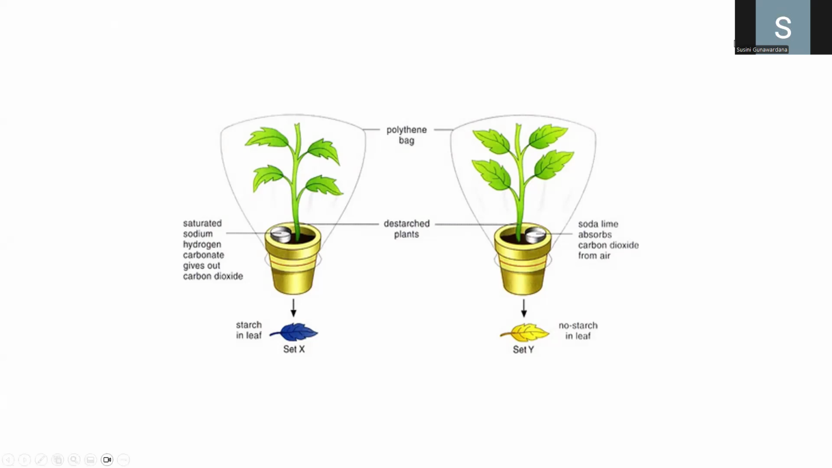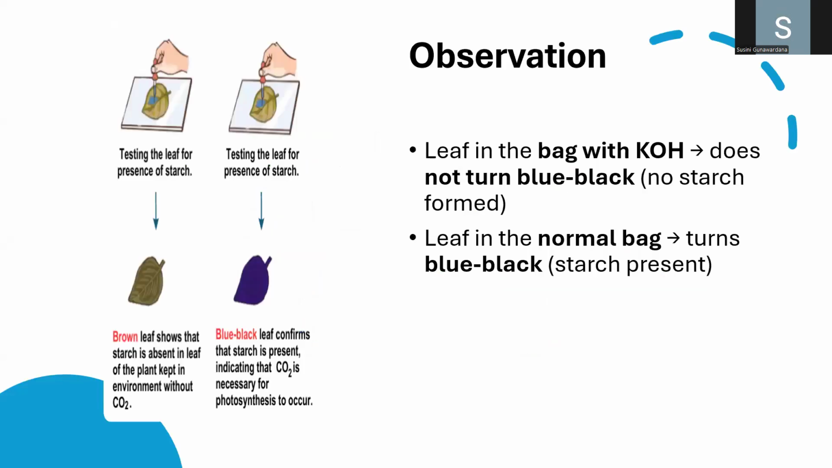No. In this second diagram, you cannot see any starch. You can't find any starch. But in the first diagram, actually you can see starch. You can observe starch. If you do the starch test for these two separate leaves from the first plant and the second plant, you can observe clear results.